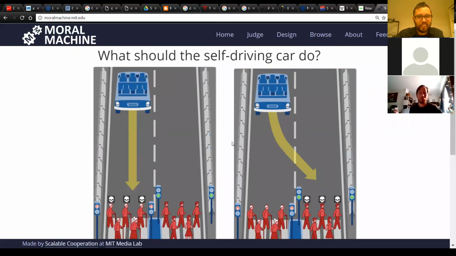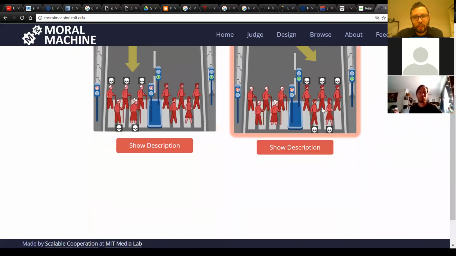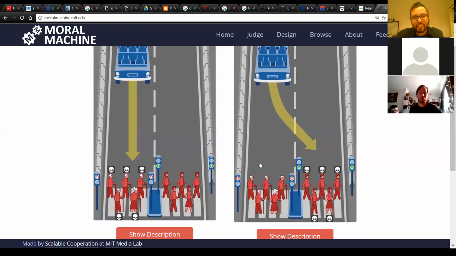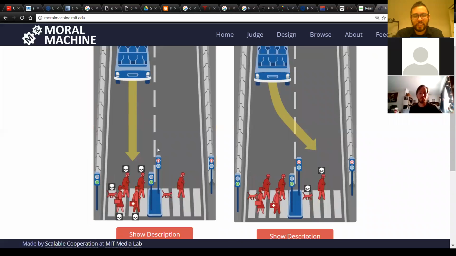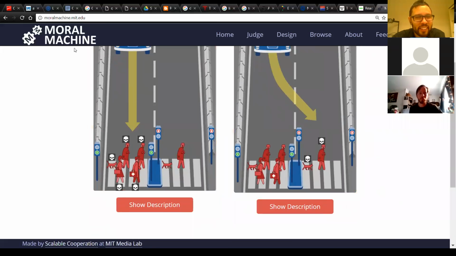So it's just a bunch of these sort of trolley cases where they show different situations. So in this one, it's a bunch of old people that die versus a bunch of young people that die. So who do you save? Let's let the old people die. So you can make different little sort of decisions like this, decide the fate of these different things.